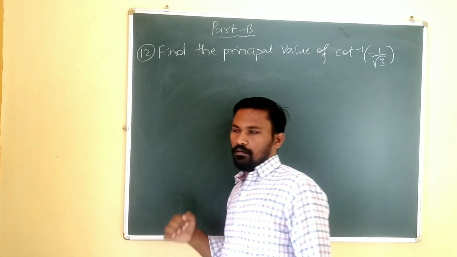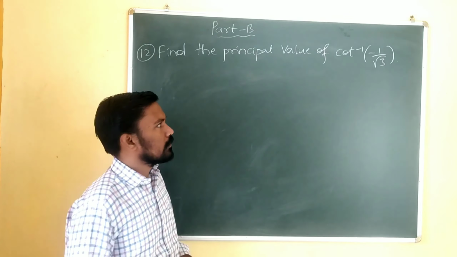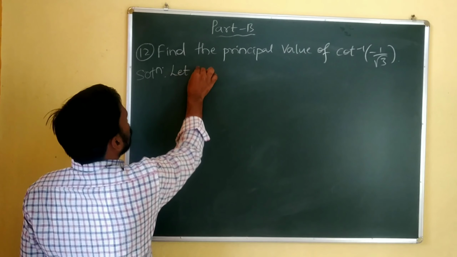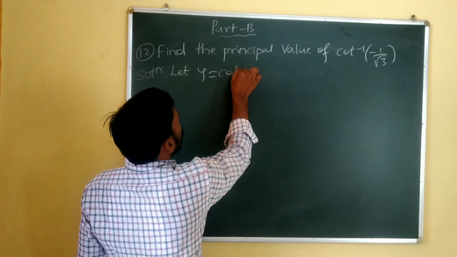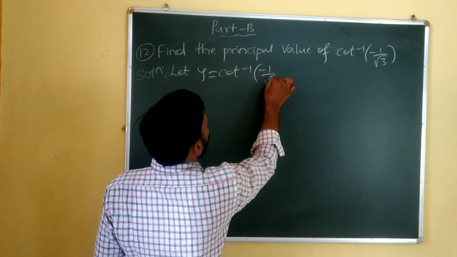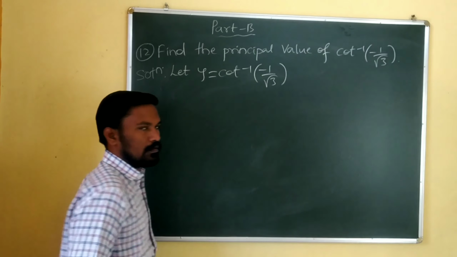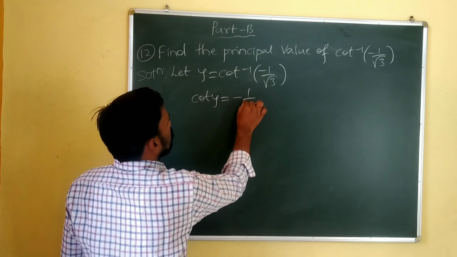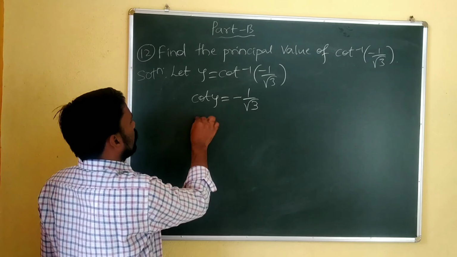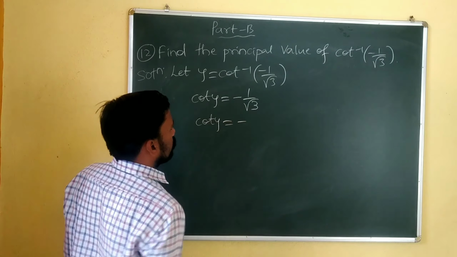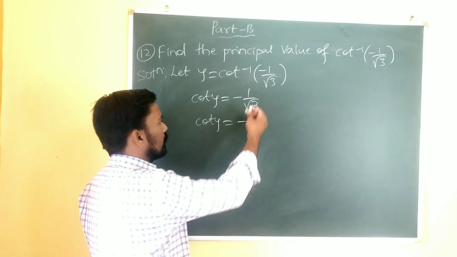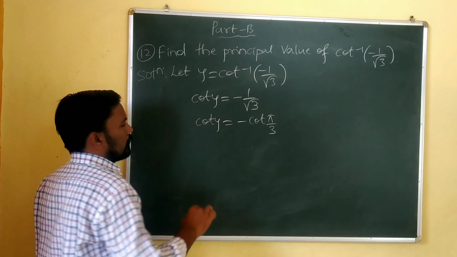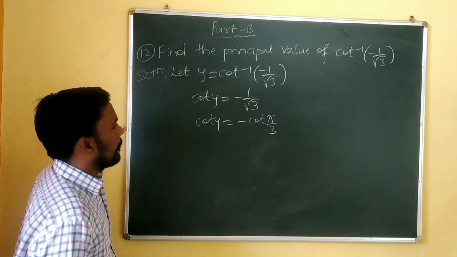Find the principal value of cot inverse of minus 1 by root 3. Let us take the given function as y. Let y is equal to cot inverse of minus 1 by root 3. Now take this cot inverse to the left hand side. It becomes simply cot y is equal to minus 1 by root 3. Write the negative sign as is, and replace 1 by root 3 in terms of cot of pi by 3. Cot y is equal to minus cot of pi by 3.